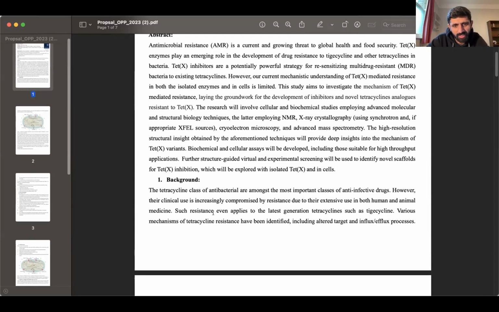Such resistance even applies to the latest generation tetracycline such as tigecycline. So this is how I'm moving from sentence to sentence, idea to idea, connecting the first sentence with the second and the second with the third. Various mechanisms of tetracycline resistance have been identified, including altered target and efflux processes. In the first sentence I wrote that tetracyclines are very important drugs for infection control. In the second sentence I told that due to their excessive use, resistance has been developed. And in the third sentence, what mechanisms of resistance are currently present in bacteria.